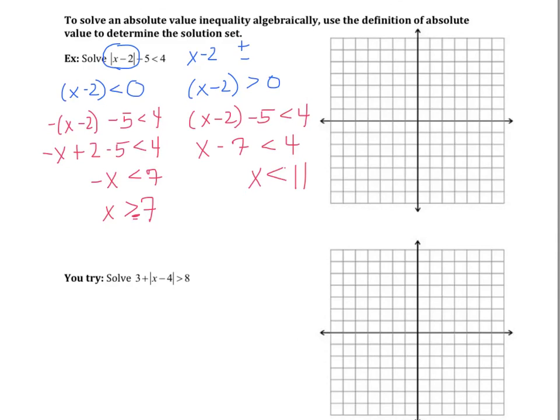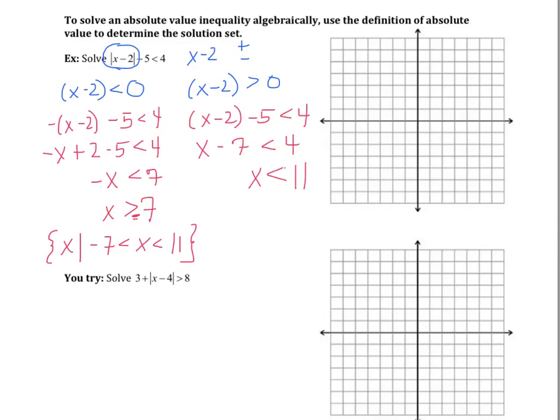So I can write that in a couple of ways. With set notation, this is saying x is the set of all numbers such that x is between negative 7 and 11. So x is a value not equal to negative 7 or 11, but somewhere in between.